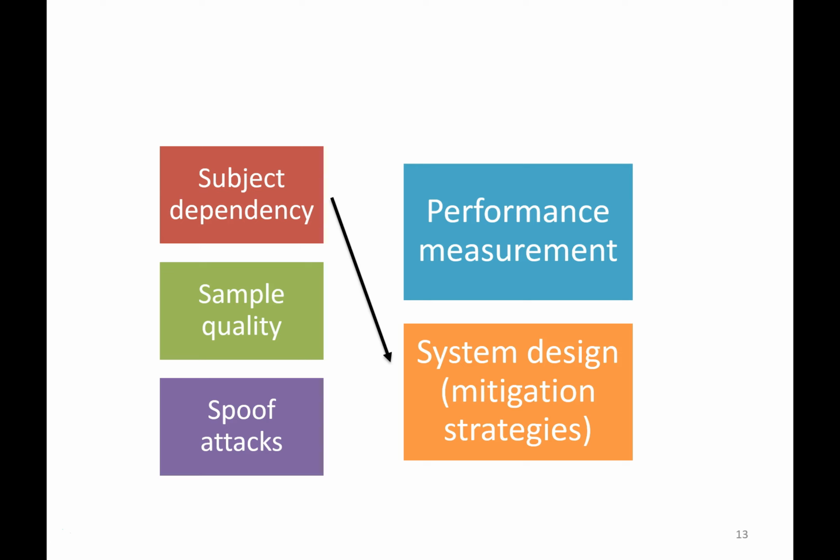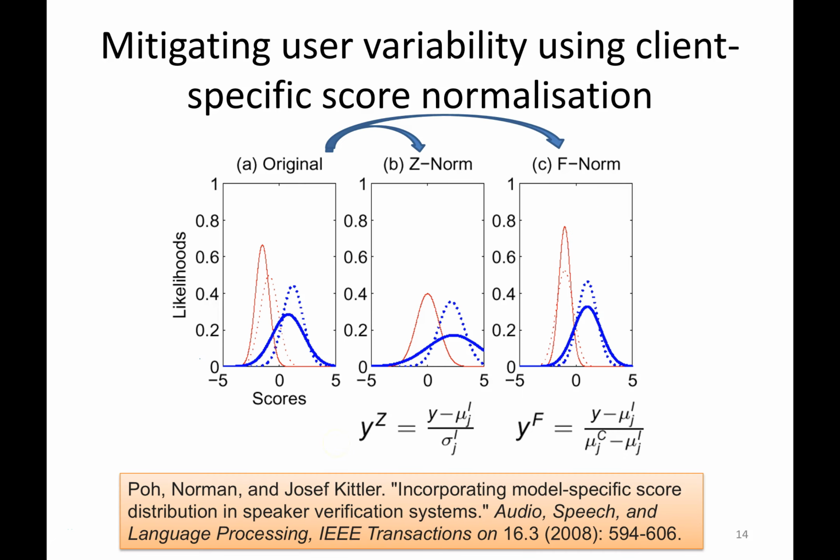Here come the mitigation strategies. One of the approaches that I developed in my PhD is this: I've got 2 users here, and they have different means and different distributions. What I did is project them to normalize against the imposter distribution, such that you only have to worry about the genuine one, which is slightly different.